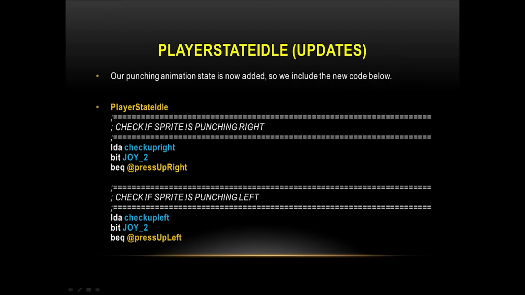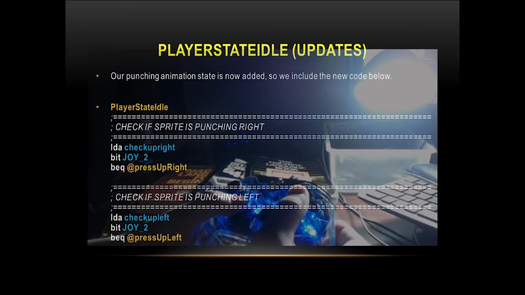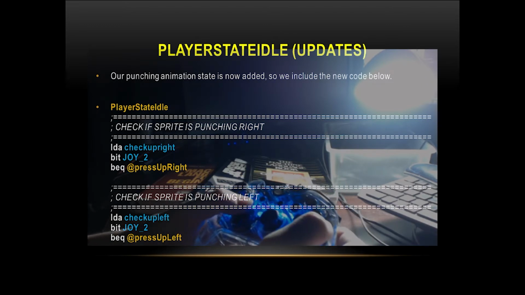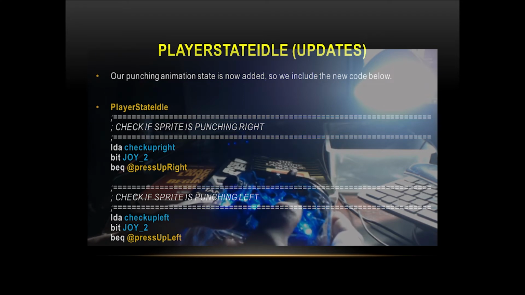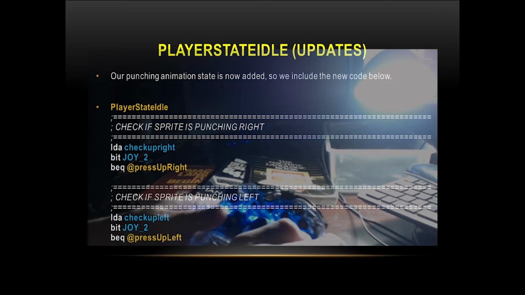Now for our subroutine player state idle, these are the new changes. Our punching animation state is now added, so we include the new code below. You can see here I wrote under player state idle, check if sprite is punching right. Where it says check up right, this is checking the joystick as you're moving it. As you move the joystick in the up direction like that, it's going to check for the right movement right there. And then, of course, the left movement is for the other one, and check if sprite is punching left.